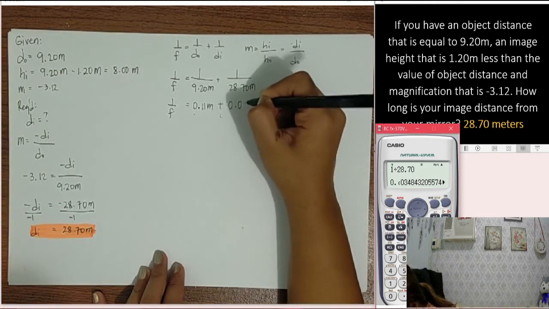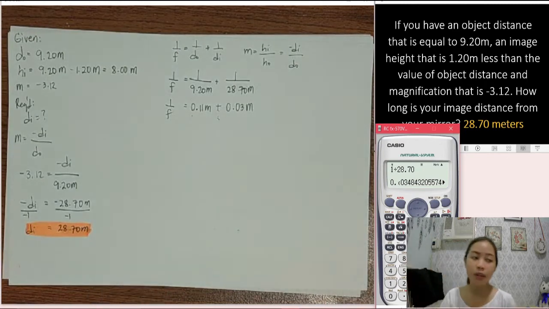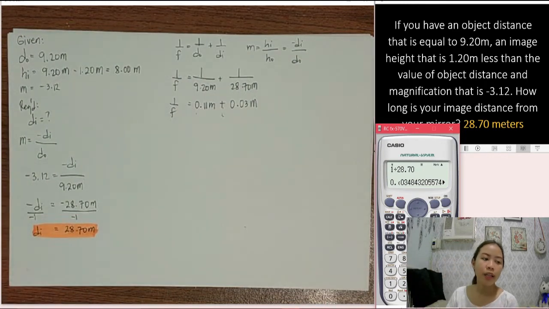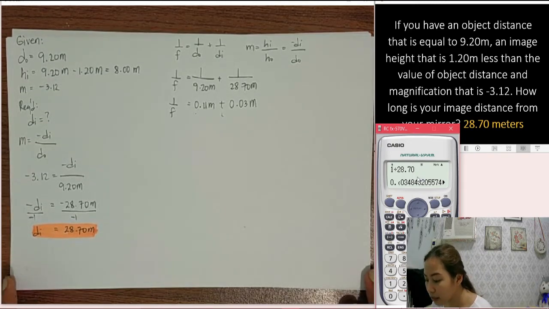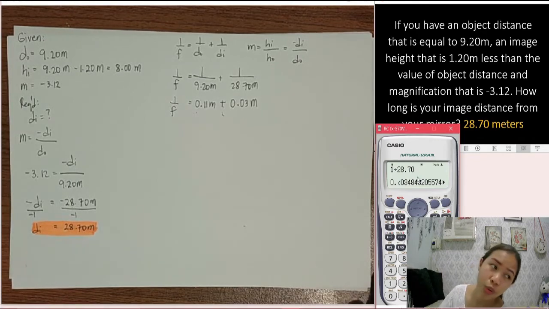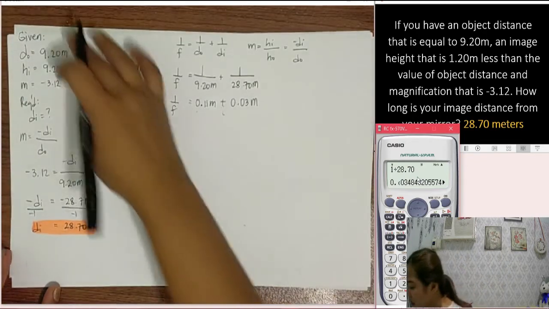But if you're going to approximate the value, you need to consider the decimal places. Unlike here, in our calculation, we are not approximating the value. But if you want to use all the values or 4 to 6 decimal places, the better for you to get a more precise value of the focal length. Because if you're going to use 2 decimal places, there will be a big discrepancy. But then, again, since we are not approximating the value, it's okay if we use 2 decimal places.